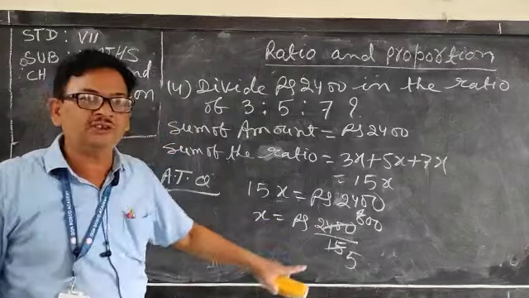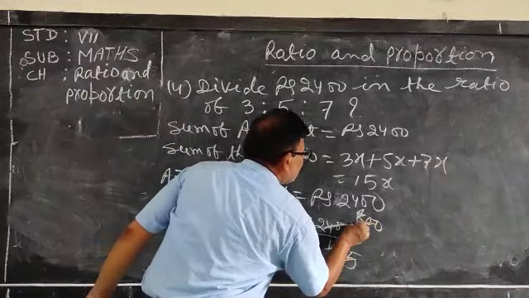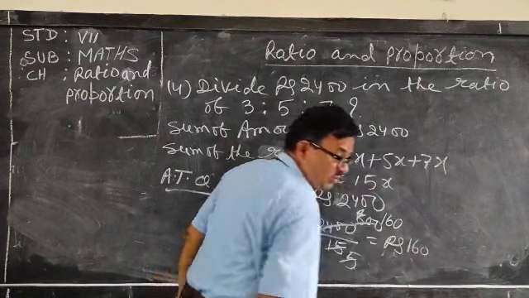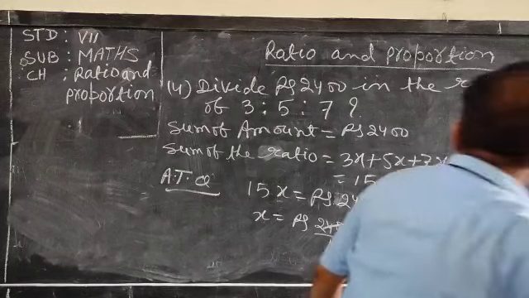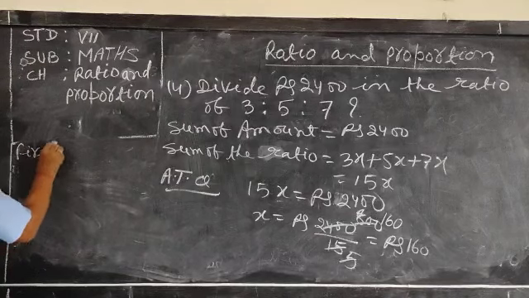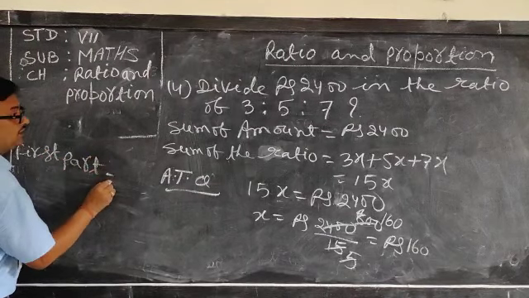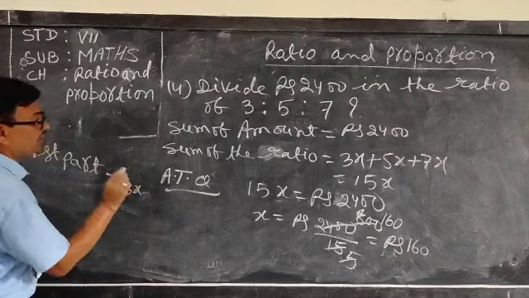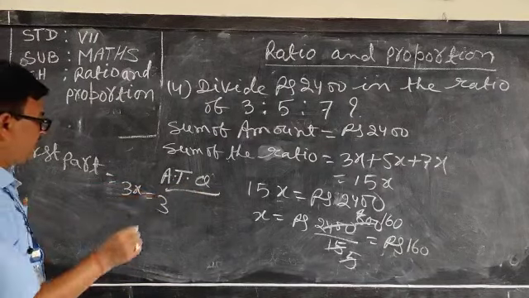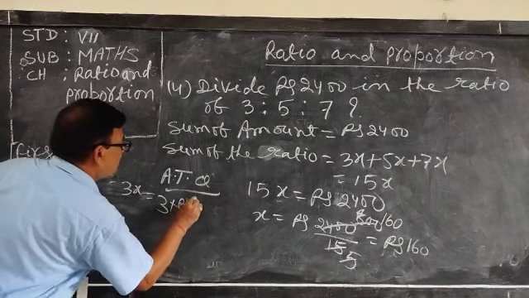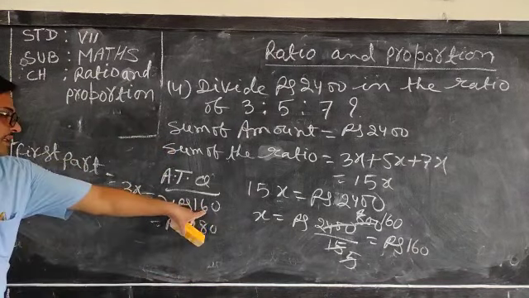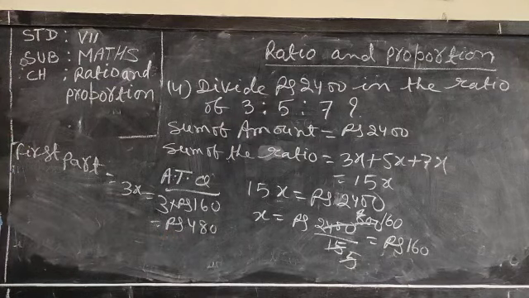Now 800 is also divisible by 5. What you will write? 160 rupees. Now here 3 parts are mentioned. The first part is equal to 3x. 3x, and what is the value of x? By putting the value of x here, rupees 160 times 3 is equal to rupees 480.